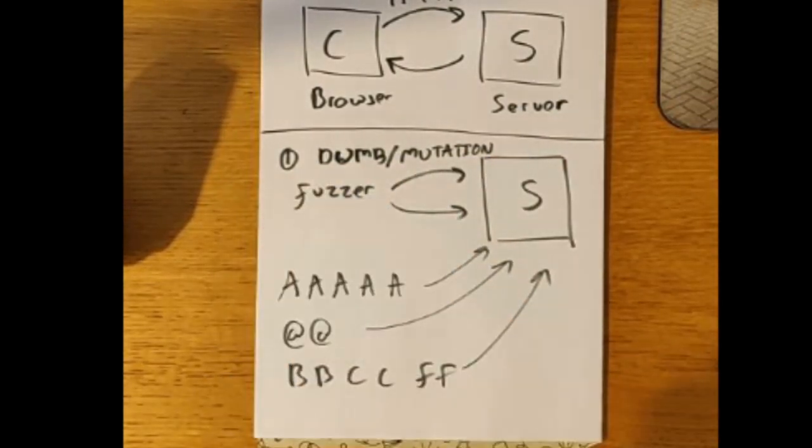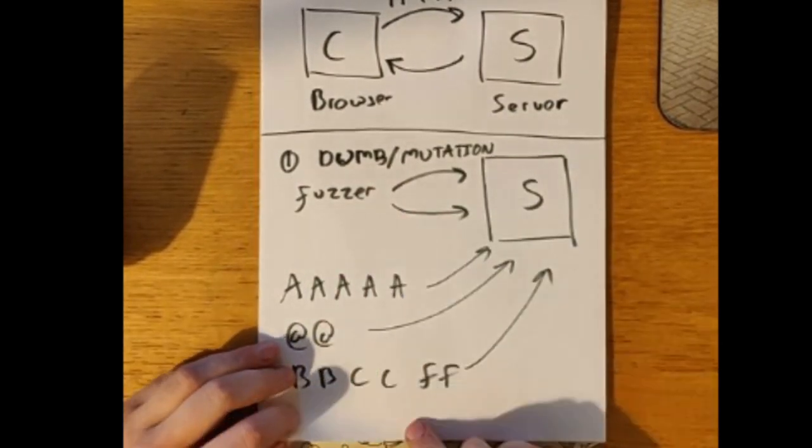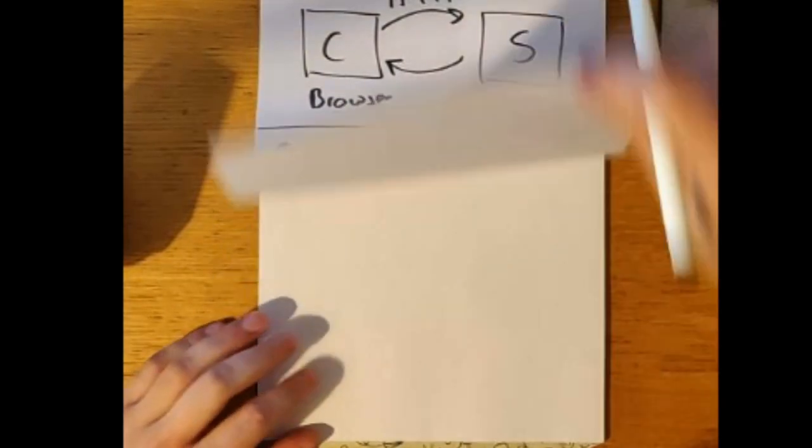So like I said, that was the first phase. You have things like Zuff that do this, and Radamsa does it too, but it's a bit different. Now, the second type of fuzzing that I would describe is what I would call generational or evolutionary.